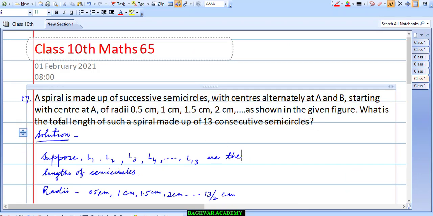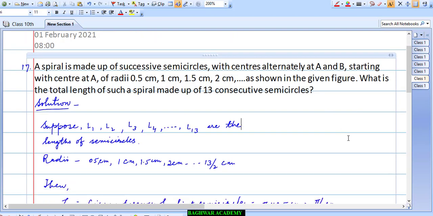Our question is: a spiral is made up of successive semicircles, with centers alternately at A and B, starting with center A, of radii 0.5 centimeter, 1 centimeter, 1.5 centimeter, 2 centimeter, as shown in the given figure. I have not made the figure, so see how this figure will be, so that while drawing you will understand. What is the total length of such a spiral made up of 13 consecutive semicircles?